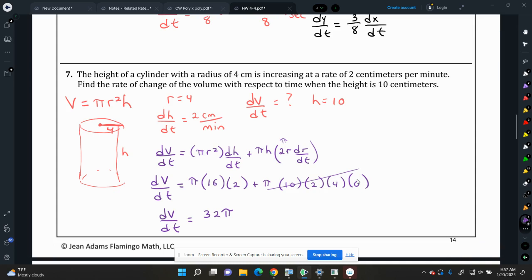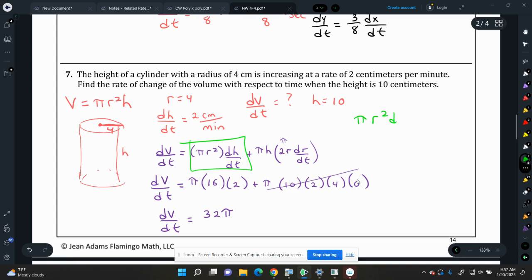All right, what's our unit? Centimeters cubed over minutes. Okay, yeah. Because remember, we're looking at this right here, pi r squared dH/dt. Well, that's pi. R is in centimeters, so this is centimeters squared. And then dH/dt is centimeters per minute. So that means I'm looking at centimeters cubed per minute.